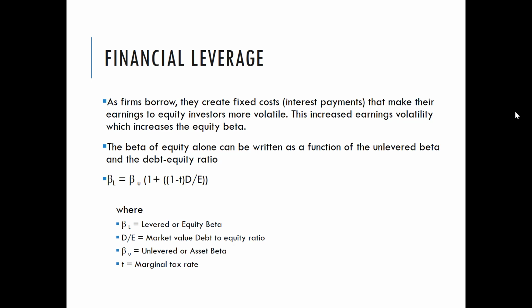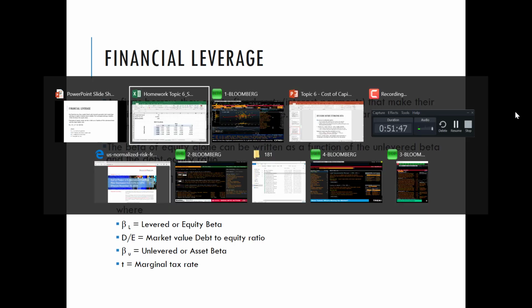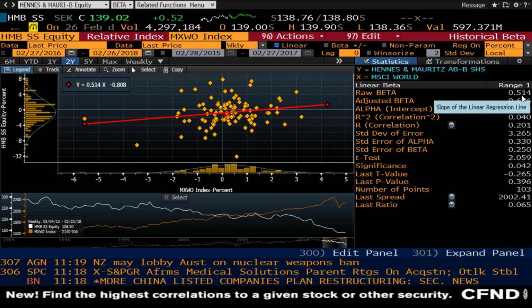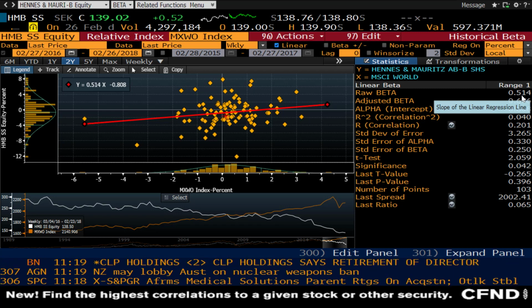So whenever we see a beta in the market, say for example, we look at the beta of H&M here, this 0.514 already accounts for the risk of their operating leverage, it accounts for the product type, and it accounts for the financial leverage. So if we want to compare the betas of two different firms, just because they're in exactly the same industry does not mean that the beta will be the same, because their product type might be slightly different, even though it shouldn't be. But what will be different is their operating leverage and their financial leverage.